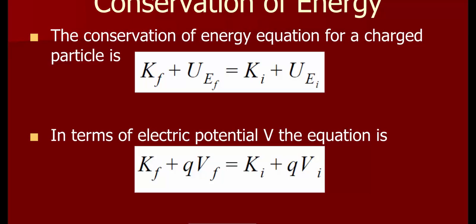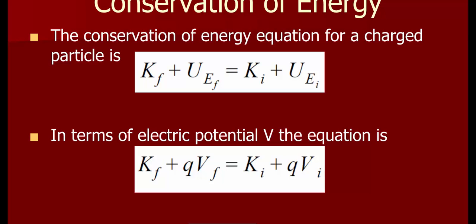Notation of the energy equation for a charged particle: kinetic plus potential equals kinetic plus potential. The total energy you have before should equal the total energy you have after, if energy is conserved. So if we have a charged particle, it could have kinetic energy, and it could have potential. In this case, we're just looking at electric potential energy.